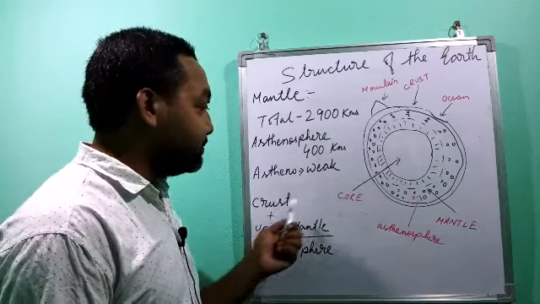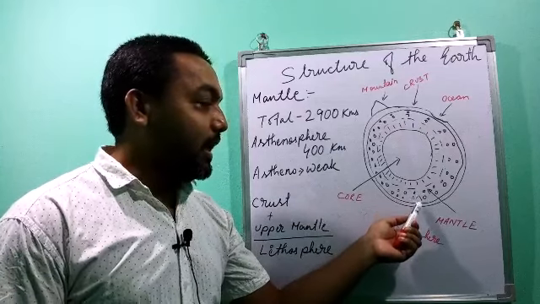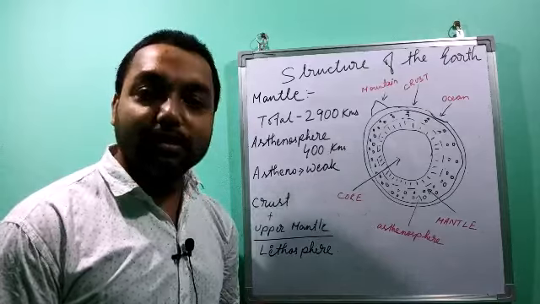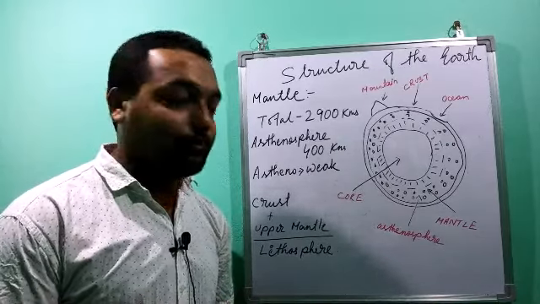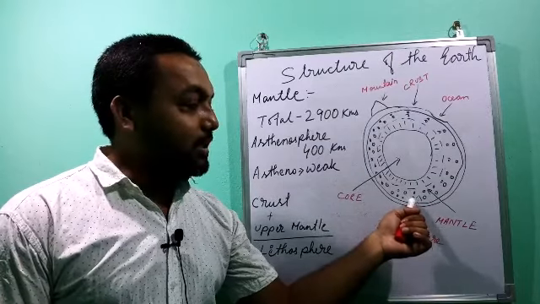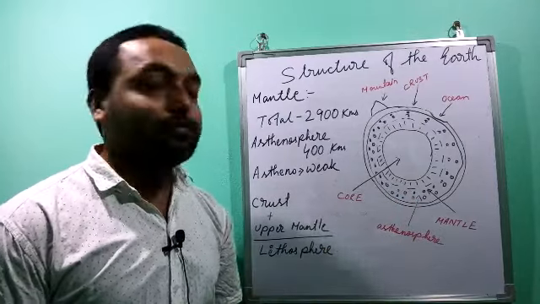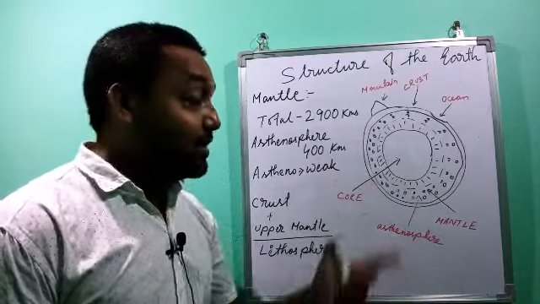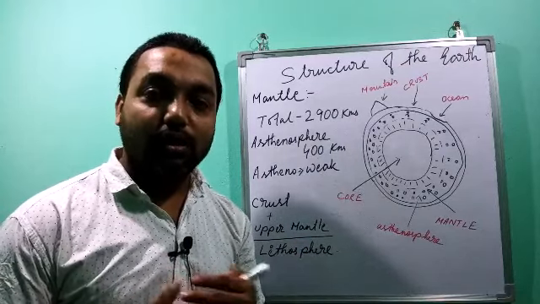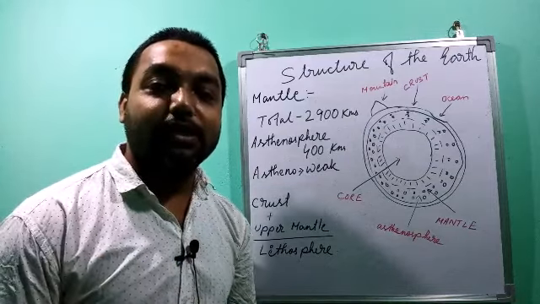Next, the crust plus the upper portion of the mantle, totally this area is called the lithosphere. We have already discussed lithosphere, atmosphere, hydrosphere. So this upper portion of the mantle and the crust together is called the lithosphere of the earth. The density of the mantle is different, it is more than the crust. As it goes deeper and deeper, the density keeps increasing.